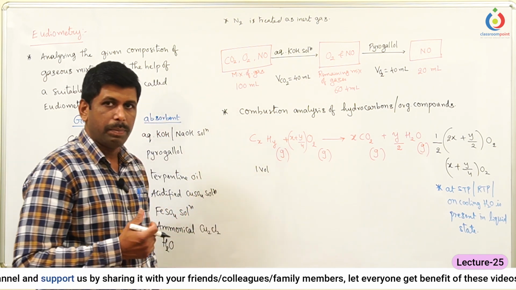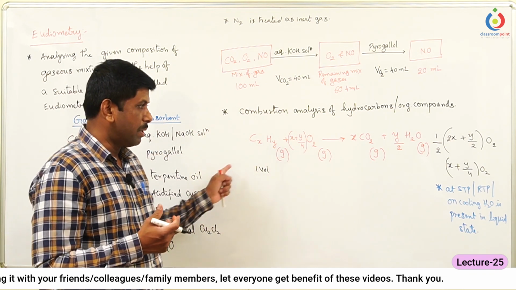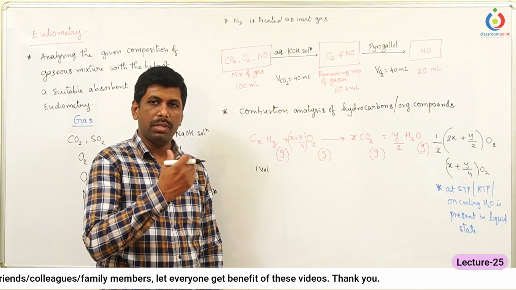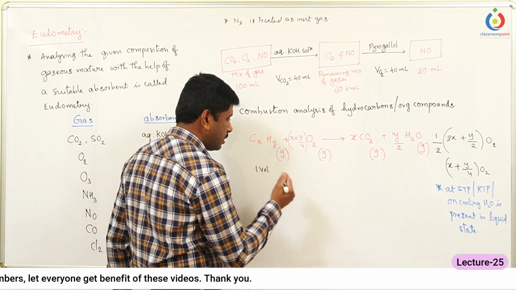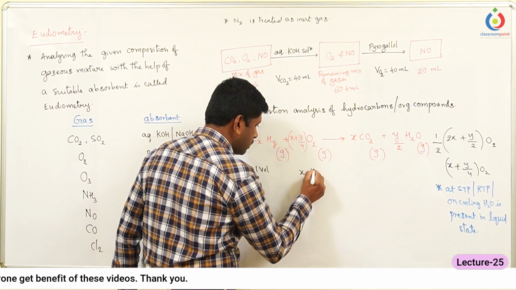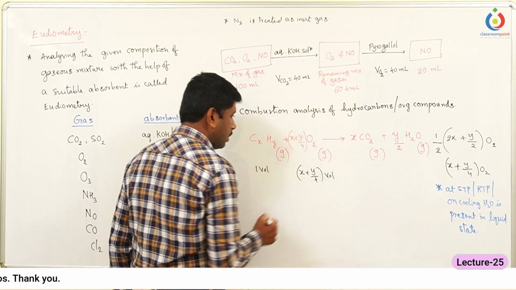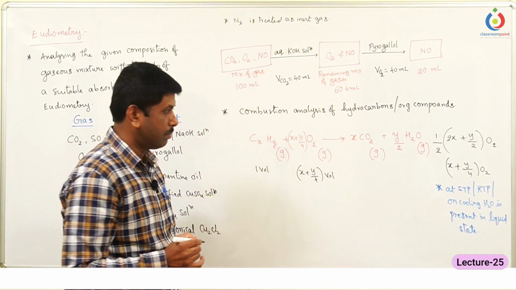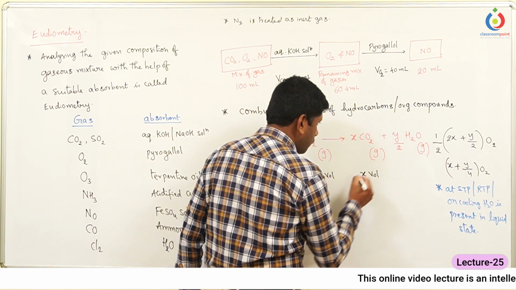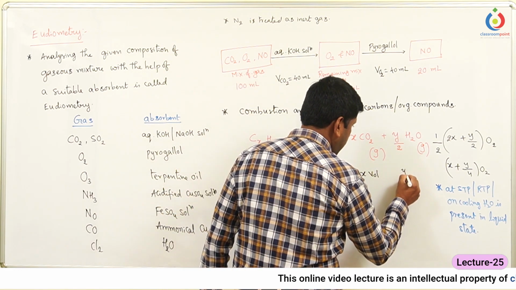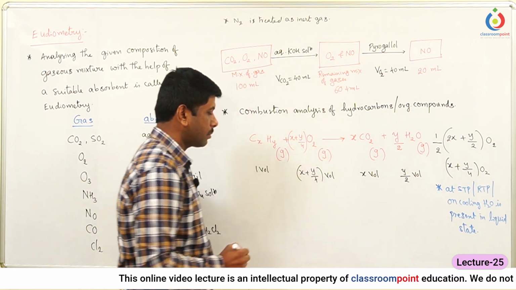Volume could be in any of the parameters like milliliters or liters or meter cube. But all must be in the same terminology, that means same units. So 1 volume of the hydrocarbon needs x plus y by 4 volumes of oxygen for its complete combustion, and will produce x volumes of carbon dioxide and y by 2 volumes of the water.